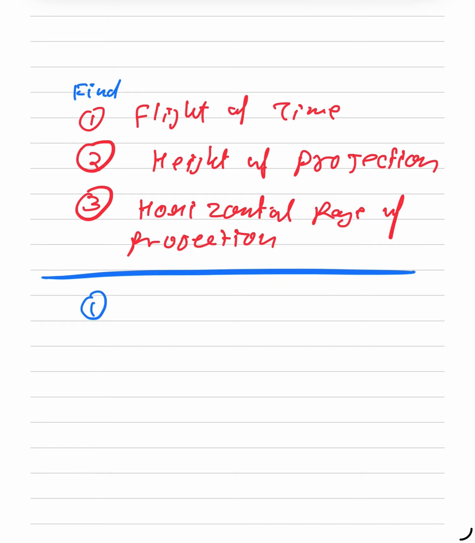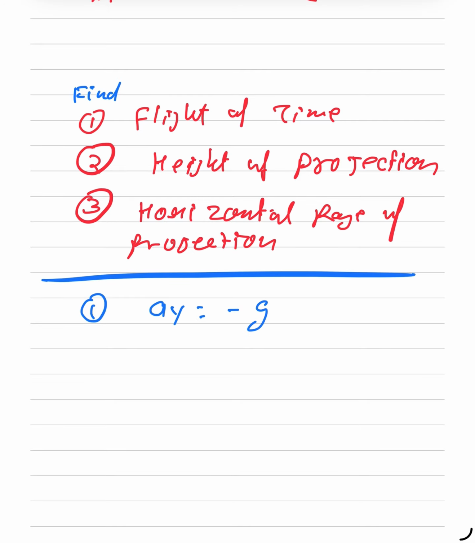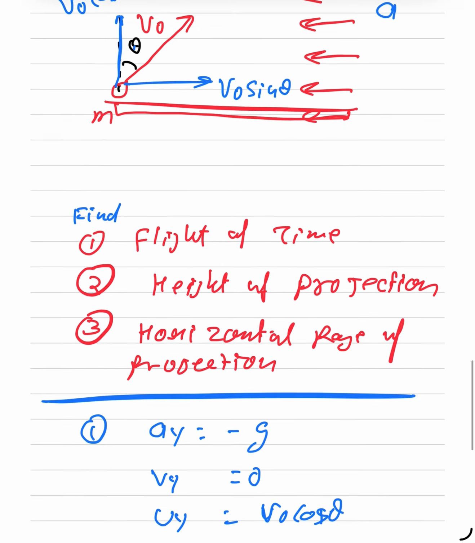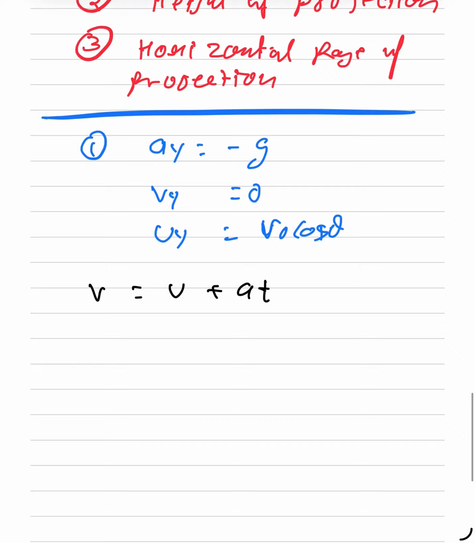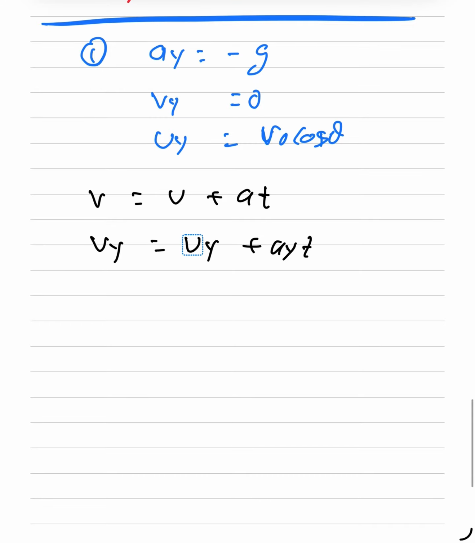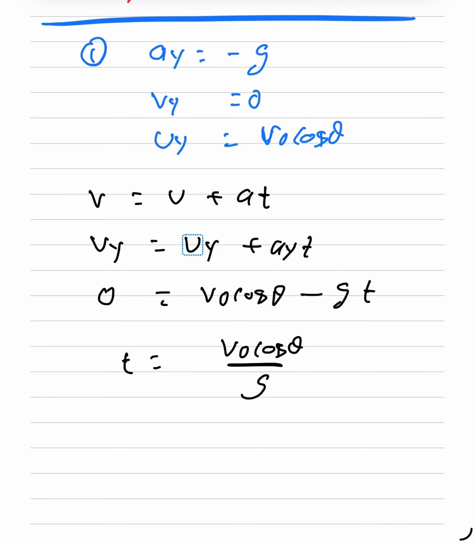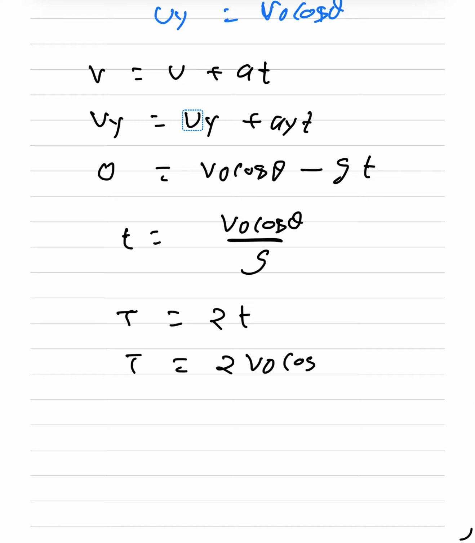For the calculation of flight time, the vertical component of projectile velocity is responsible: a y equals negative g, v y equals 0, and u y equals v naught cos theta according to the given diagram. Using the first equation of motion, v equals u plus a t, along the y direction v y equals u y plus a y t. Putting in the values, 0 equals v naught cos theta minus g t, so t equals v naught cos theta divided by g, and the total flight time T equals 2t, that is 2 v naught cos theta divided by g.